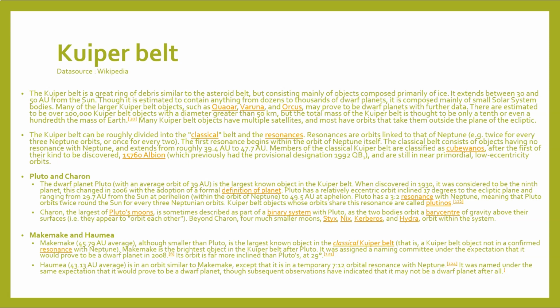Haumea, at 43.13 astronomical units average, is in an orbit similar to Makemake's, except that it has a temporary 7:12 orbital resonance with Neptune. It was named under the same expectation that it would prove to be a dwarf planet, though subsequent observations have indicated that it may not be a dwarf planet after all.